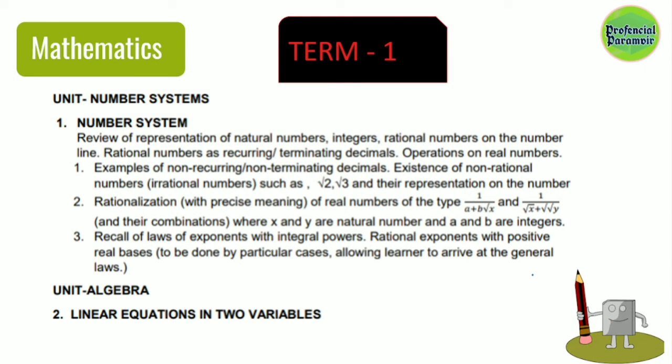Okay. So now let us see the topics which are going to come. For the unit number system, the chapter 1, number system is going to come in term 1. This is, guys, I'm telling you the topics of term 1. In this, we are having the topic of review of representation of natural numbers, integers, rational numbers on number line, rational numbers as recurring, terminating decimals, operation on real numbers, examples of non-recurring, non-terminating numbers, existence of non-rational numbers, it means irrational numbers, rationalization with precise meaning, recall of laws of exponents with integral powers.